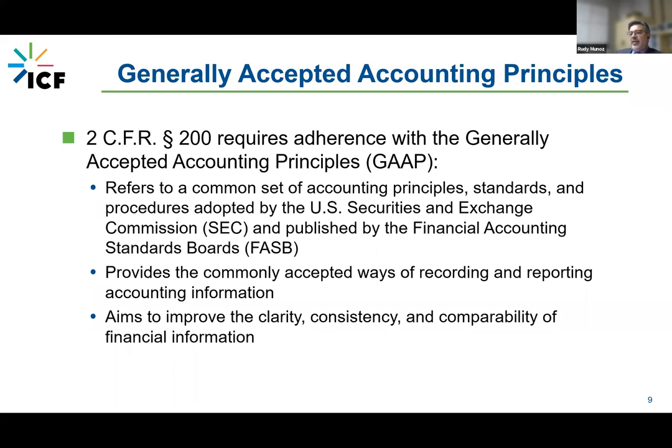The objective of the GAAP is to improve the clarity, the consistency, and the comparability of financial information. In other words, a general ledger should contain specific information, and it should be the same whether that general ledger is for the state of California or the state of Alaska. We should be able to compare the information from one to another and ensure that the information is contained in both.